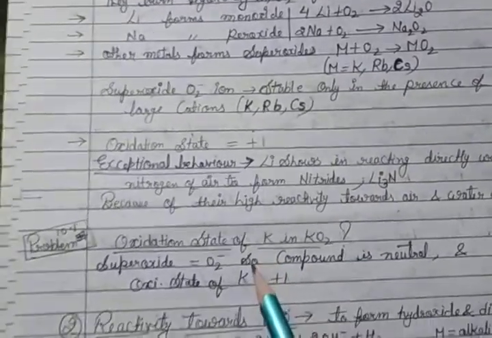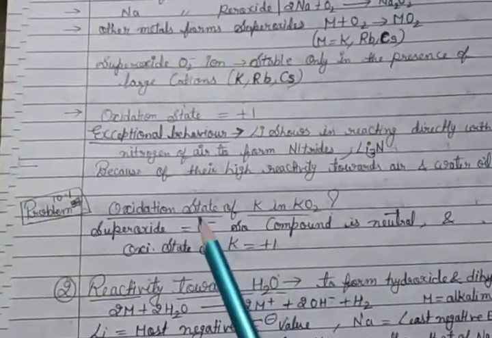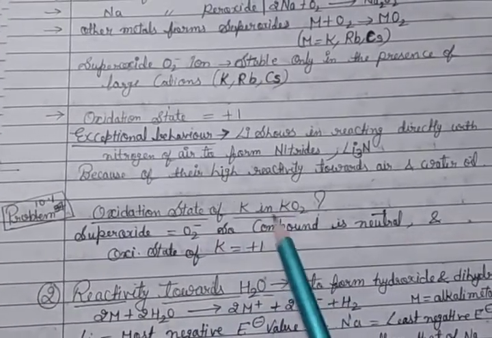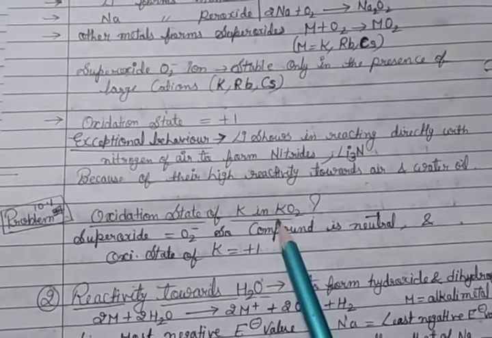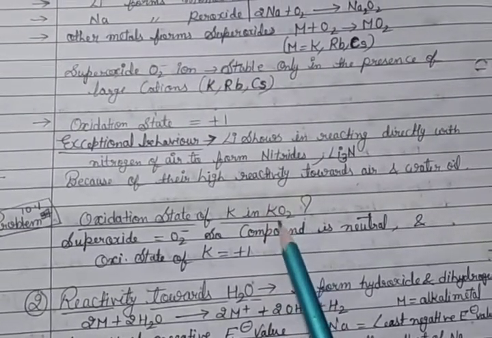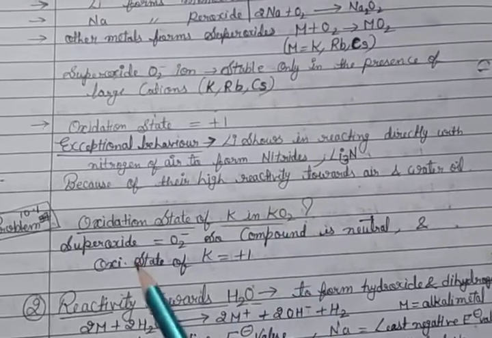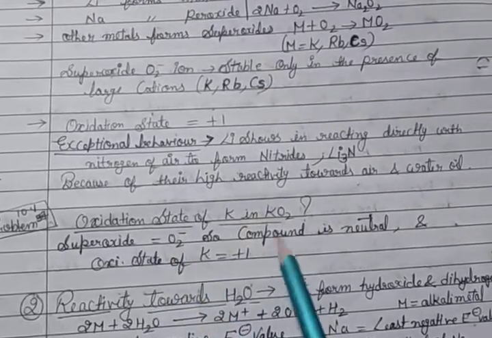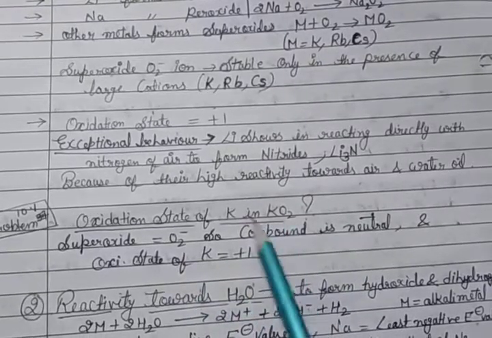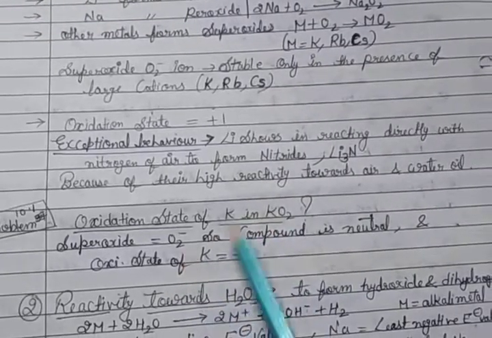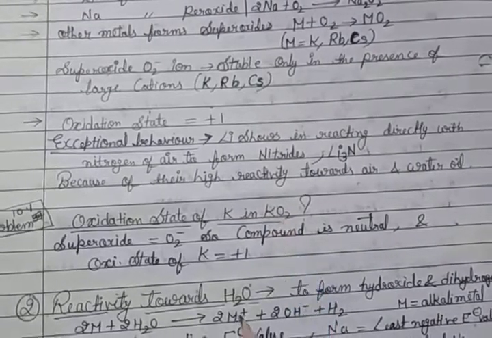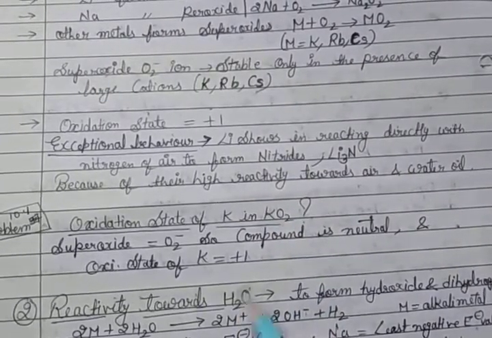Like problem 10.1, the oxidation state of potassium in KO2. You already know K is a large cation, so it forms a superoxide, O2 minus. The compound is neutral, so the oxidation state of K is +1, because here we have to write the oxidation state of the metal ion as +1.